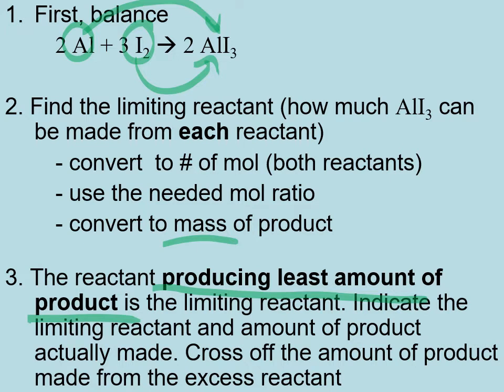So we'll find out how much product both of them can make. Whichever one produces the least amount of product, that's the limiting reactant. We'll actually cross off the other amount because that's not a real amount. You can't actually make that much because the other reactant will run out before we can make that. Let's see what that looks like.